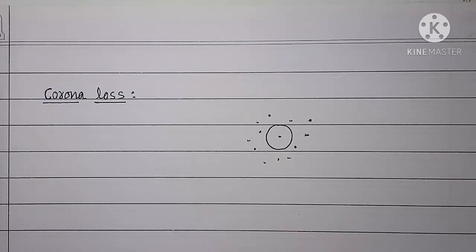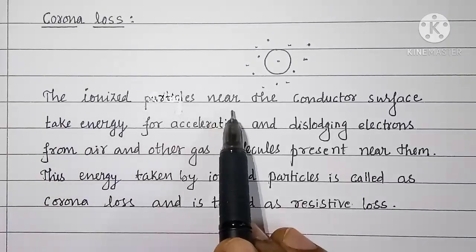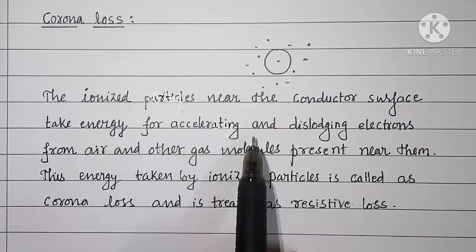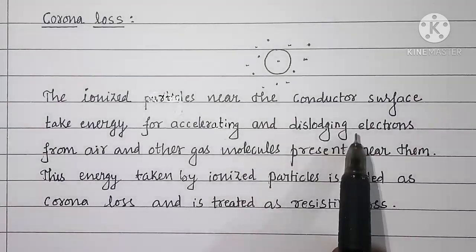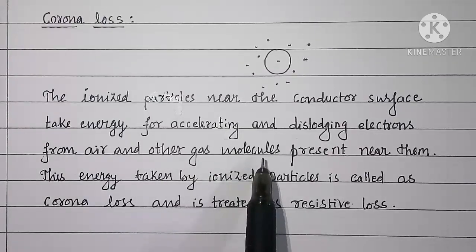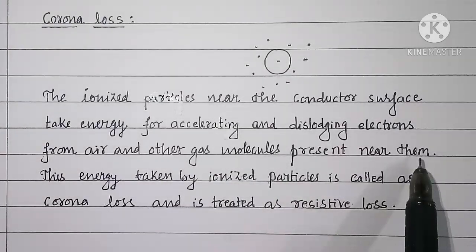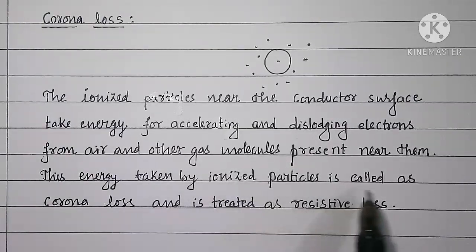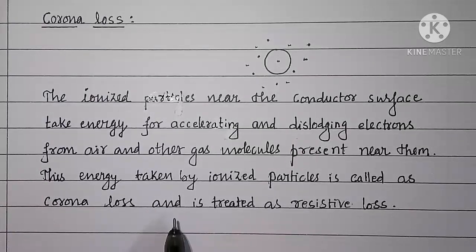But before that, we'll write the definition of corona loss. The ionized particles near the conductor surface take energy for accelerating and dislodging electrons from air and other gas molecules present near them. This energy taken by ionized particles is called as corona loss and is treated as resistive loss.